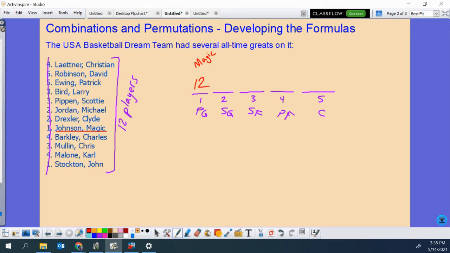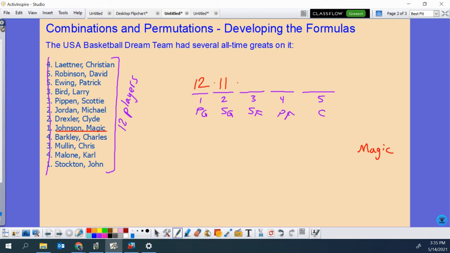Then how many choices do we have left for the 2 spot? Well, there's 11 left, right? 11 choices left there. I'm going to go ahead and write my one example lineup over here instead of right above it. I don't want to confuse the issue here. And I'll erase Magic up here. Because again, we're representing all of the possible lineups up here. 12 choices for the first spot, 11 for the second. And you probably got this figured out.